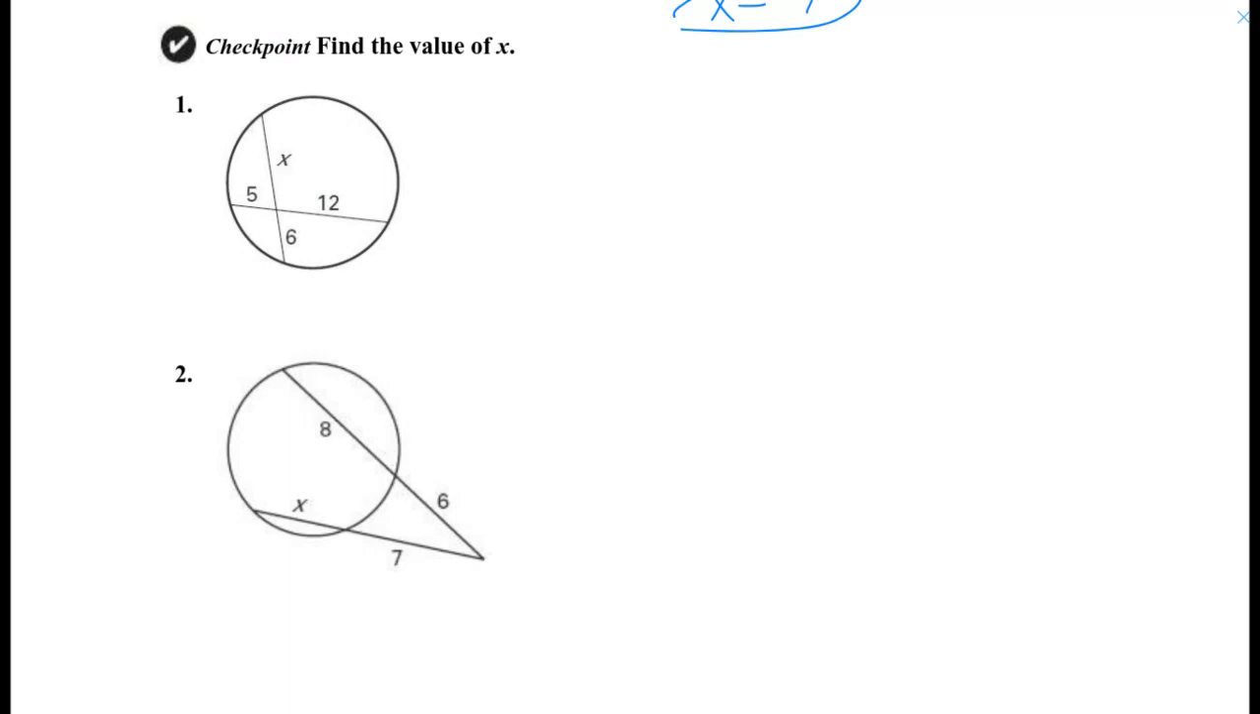All right, so number one, we have two chords which are intersecting at a point inside the circle. So we know that the product of those segments are going to be equal. So we know that x times 6 is going to be equal to 5 times 12. If I simplify that, x times 6 is 6x. 5 times 12 is 60. We divide by 6. We come up with x is equal to 10.